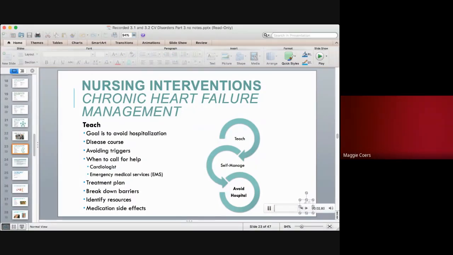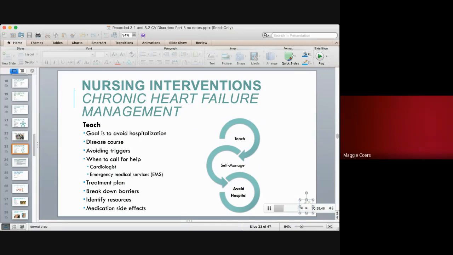So then the last category is to teach. Okay, so nursing interventions have to do with teaching chronic heart failure management. And we need to teach the things that are listed on the slide. Again, our goal is to avoid hospitalizations. Okay, we can teach them what they need to know. They should be able to self manage different things on their own. They need to avoid those triggers. We need to instruct them when they call for help, when they would call their cardiologist, or when it's an emergency.